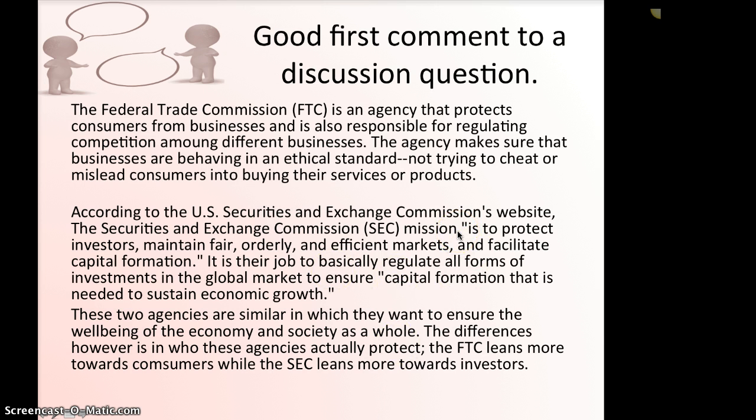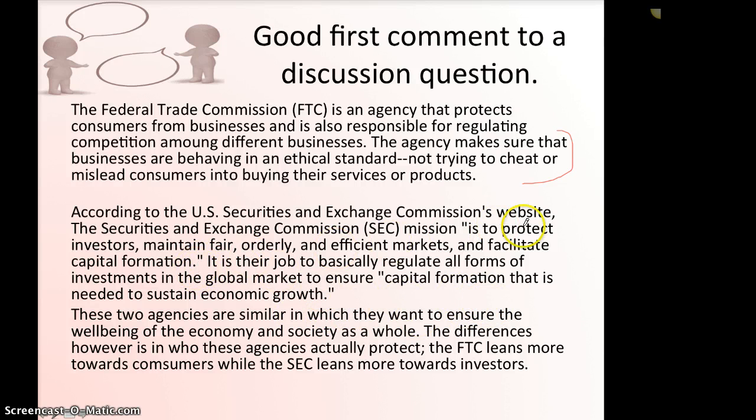Now I wanted to go through what is a good first comment to a discussion question. That means that this person was the first to post. They outlined what the FTC does. Note that in this answer, the answer doesn't exactly parrot what was said. Instead, they try to make sure, here, for example, this responder says, agency makes sure that businesses are behaving in an ethical standard, not trying to cheat or mislead consumers into buying their services or products. Okay, that's a paraphrase of what's on the website.